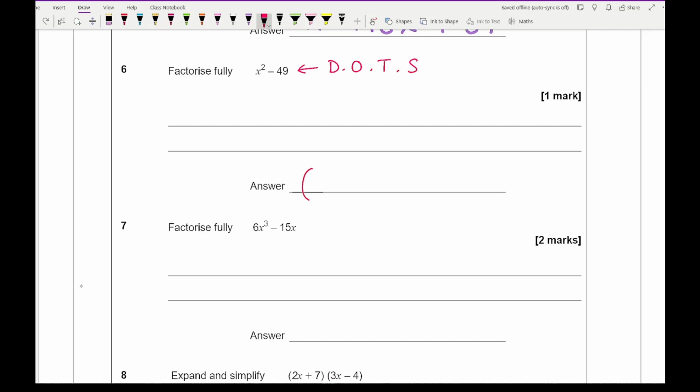So I set up my 2 brackets. What do I square to get x squared? Well, that's going to be x. What do I square to get 49? 7. One's a plus, one's a minus.